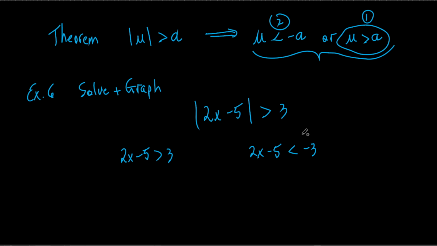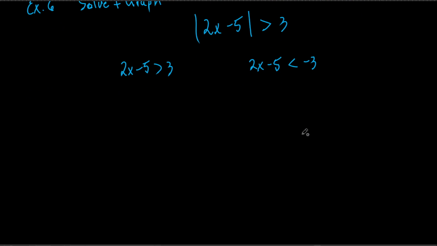And now you just solve for x. Now the answer is going to look a little weirder than what it's looked before. So let's do this and we'll be done with this once we do this. So watch, add a 5 to both sides. 2x is greater than 8. Divide by 2, x is greater than 4. So that's part of our answer right there. Let's come over here, do the same thing. Add a 5 to both sides.